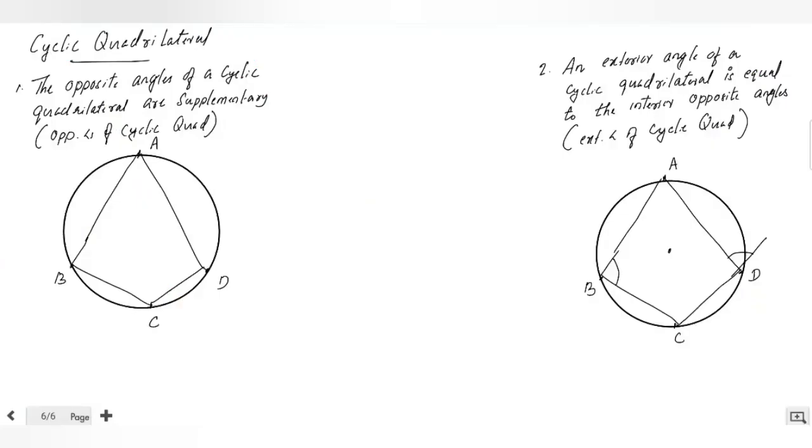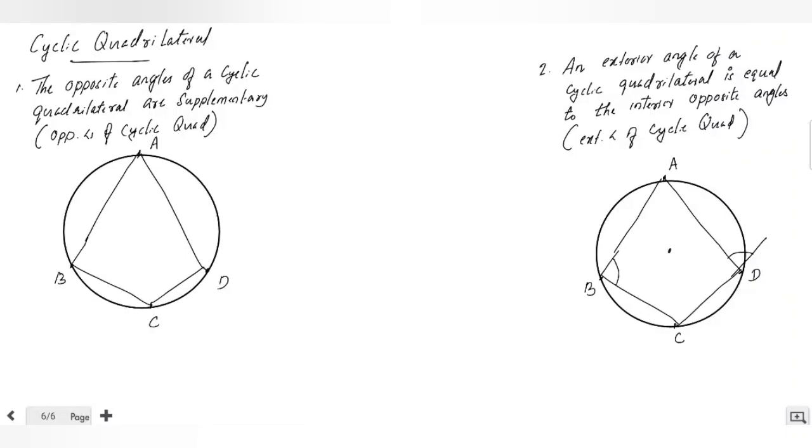All right, now coming to the next part of geometry, that is a cyclic quad. What do you mean by cyclic quad? You know the quadrilateral, cyclic quadrilateral, okay? Quadrilateral means a shape with four sides, isn't it? A shape with four sides and four corner points. We call them vertices. So that is a quadrilateral.